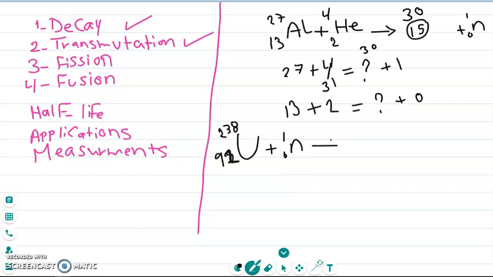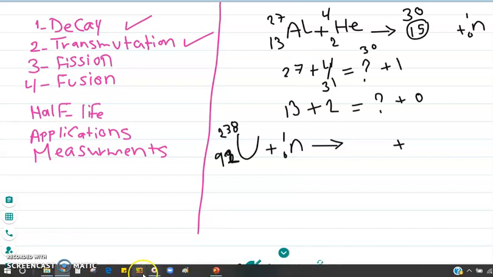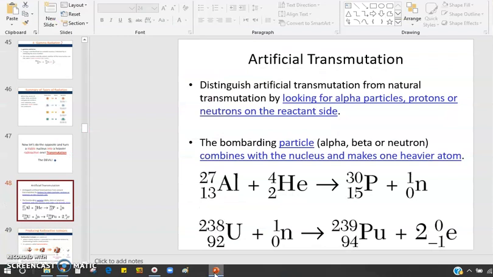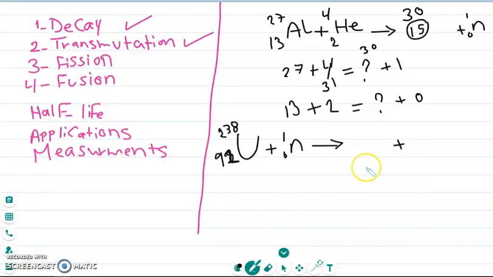and emitted, what was it? Electrons too. Electrons, minus 1, two of them.